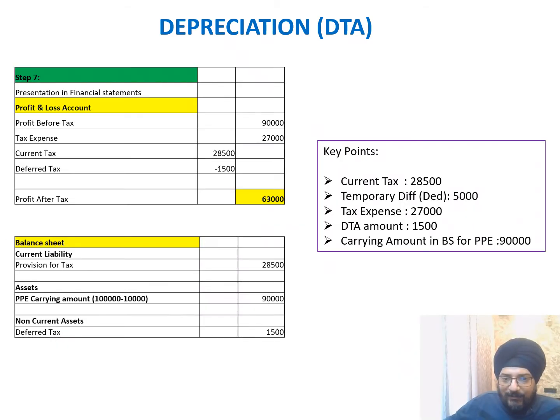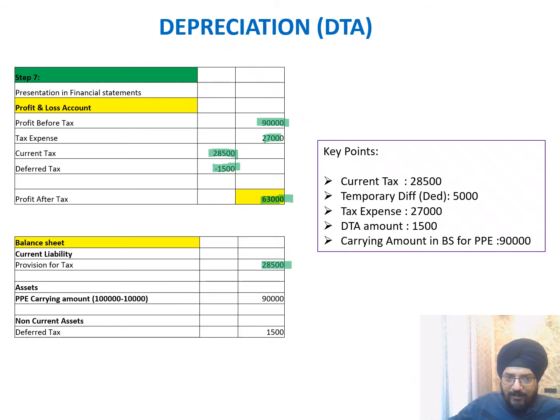Okay, so we'll quickly have a look at the presentation in the financial statement. Profit before tax is 90,000 because 1 lakh minus the book depreciation, which is 10,000. Tax expense is 27,000, which is a summation of 28,500, which is my current tax, and minus 1,500, which is my deferred tax asset. And then we have total profit after tax of 63,000. So in my books, what's going to happen? We have to create the provision for my current tax, which is 28,500.